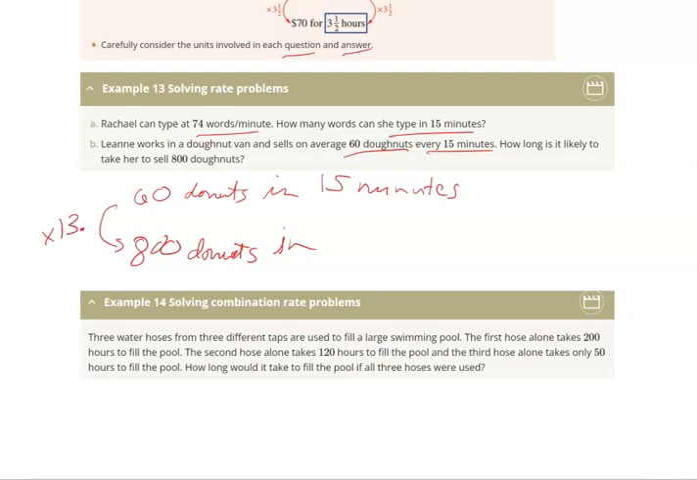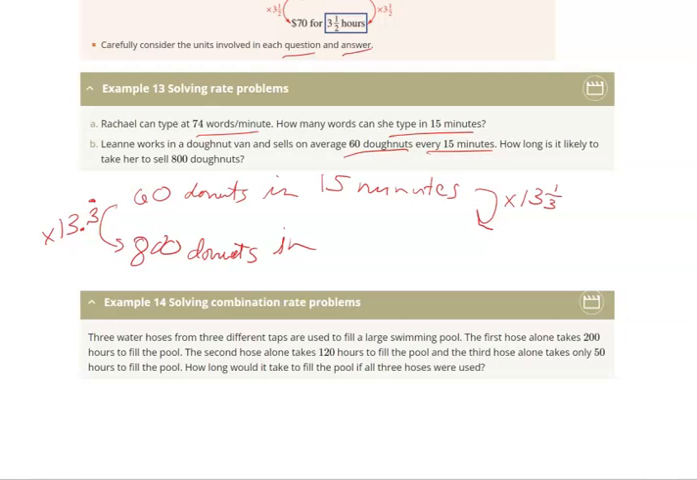Good. So this is 13 1/3 or 13.3 recurring. That's how many sets of 60 donuts we need to get to 800. So we're going to multiply by 13 and 1/3. And we have to be really careful, because if we're not careful, we'll just put 13.3333, and we won't get the right answer.